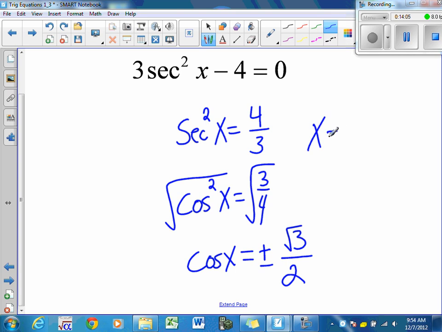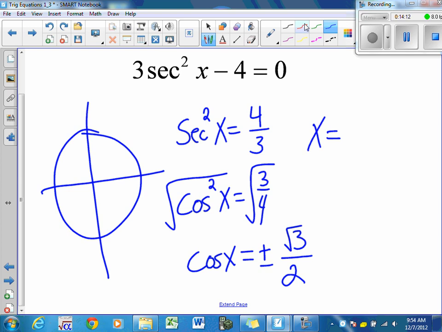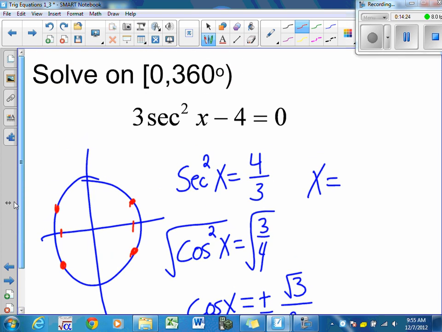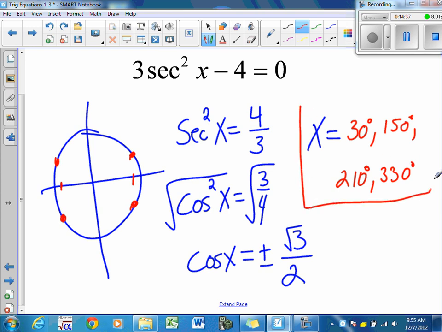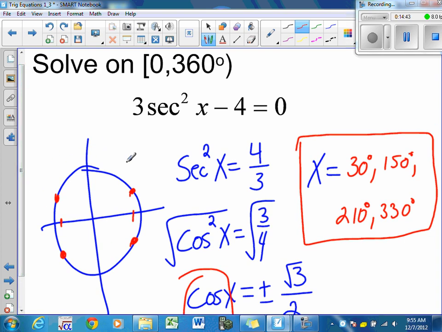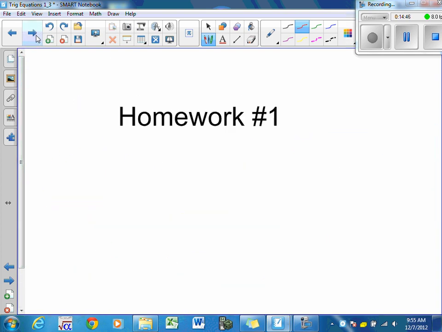Now when I go to write my answers, I'm not sure, are we degrees or radians? We're in degrees. If I think of my unit circle, I want the x coordinate to be square root of 3 over 2. So I have this answer and this one. But I also want it to be negative square root of 3 over 2. So I want those two answers. So I actually have four answers: 30, 150, 210, and 330. So all of these problems come down to just getting sine, cosine, or tangent by themselves and then determining what points from the unit circle. That is trig equations number 1. You can now do the homework.